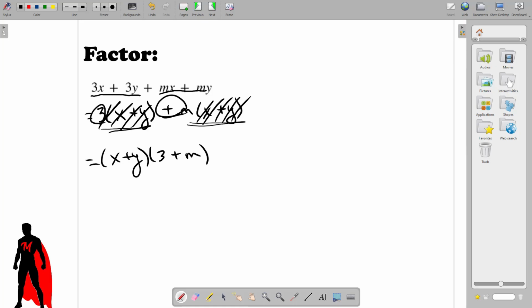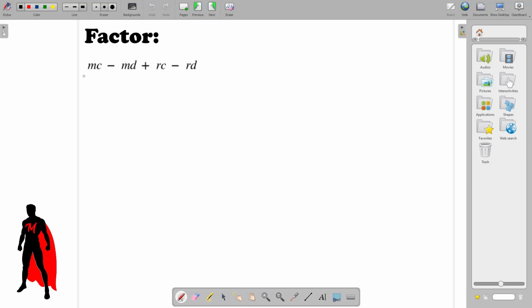If I were to multiply this back out, I would take x and multiply it by 3 and get 3x, and x and multiply it by m and get mx. Take y and multiply it by 3 and get 3y, and take y and multiply it by m and get my. Let's take a look at another example.